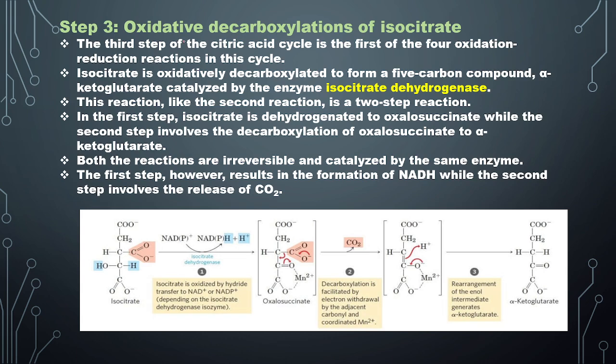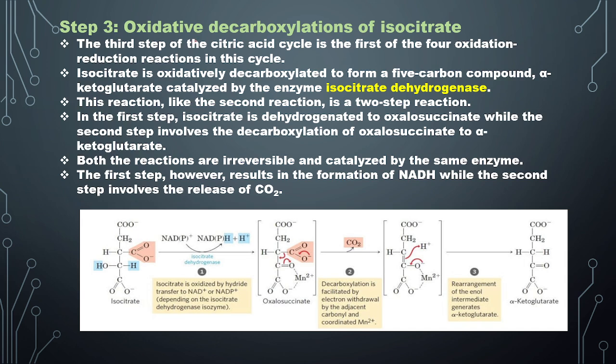And third step is oxidative decarboxylation of isocitrate. This is also a two-step process. As we discussed in the pyruvate dehydrogenation, here also oxidation occurs, decarboxylation occurs. Removal of one carbon dioxide molecule and adding of 2 electrons from the substrate to the NAD occurs here. This is the first oxidation reaction of the Krebs cycle.